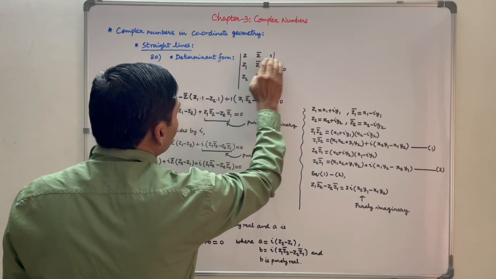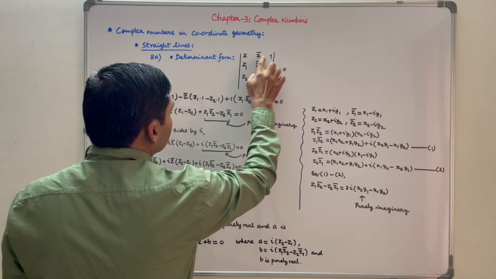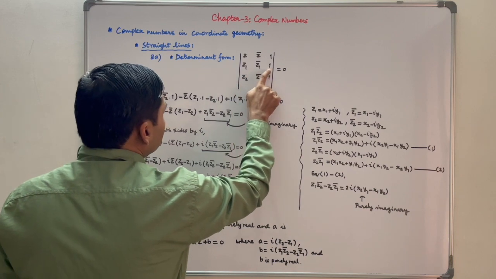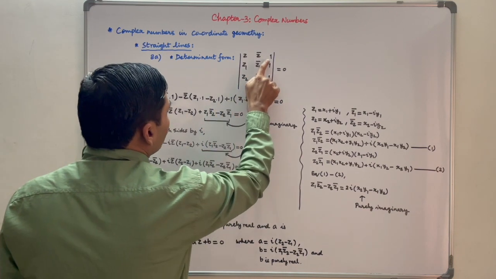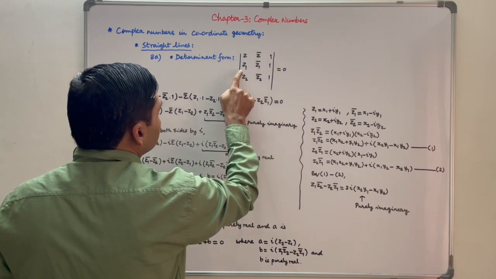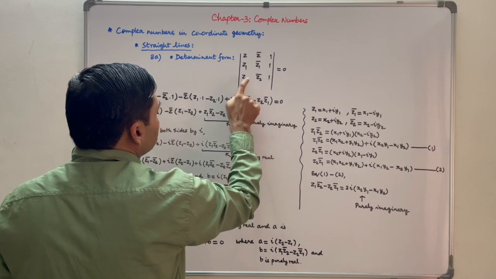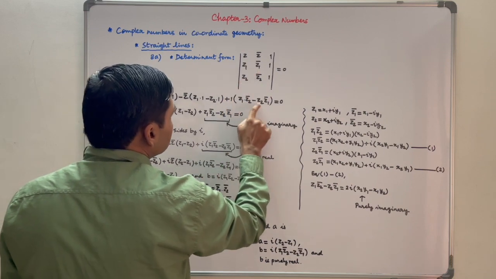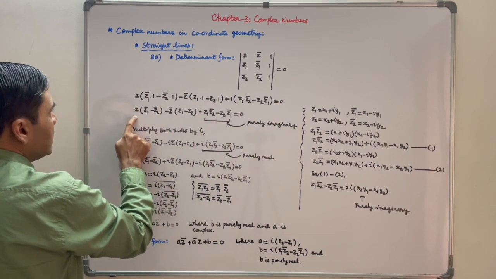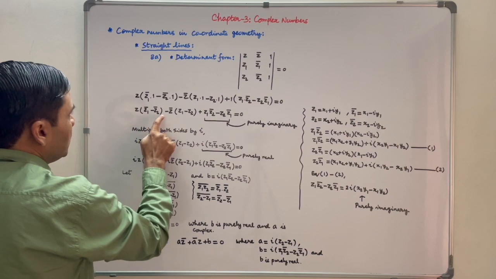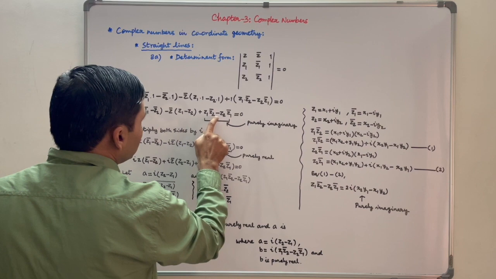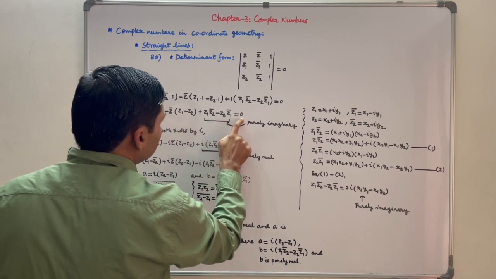We need to hide row and column involving z bar and say that z1 into 1 minus z2 into 1. This is second term. Plus 1. We need to hide row and column involving 1 and say that z1 into z2 bar minus z2 into z1 bar. This is third term. That is equal to 0. So it becomes z into z1 bar minus z2 bar minus z bar into z1 minus z2 plus z1 z2 bar minus z2 z1 bar is equal to 0.